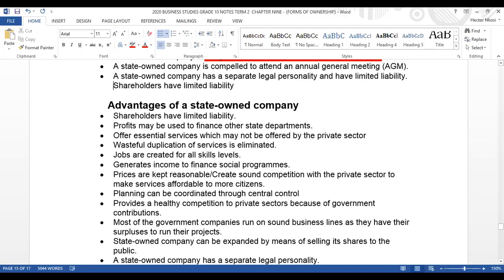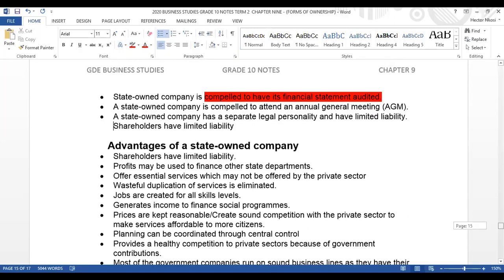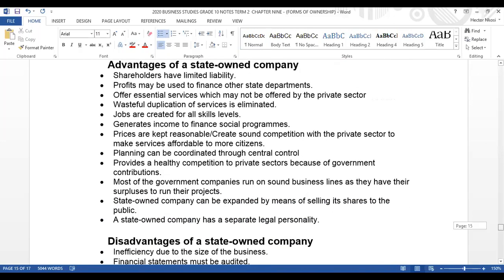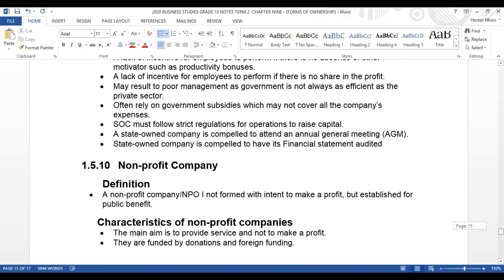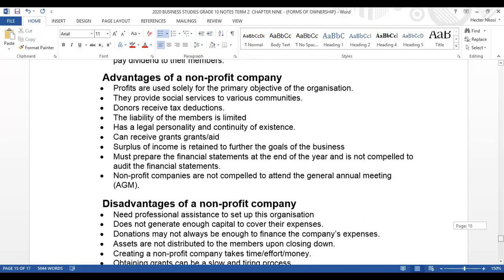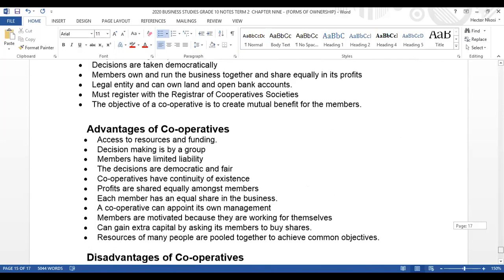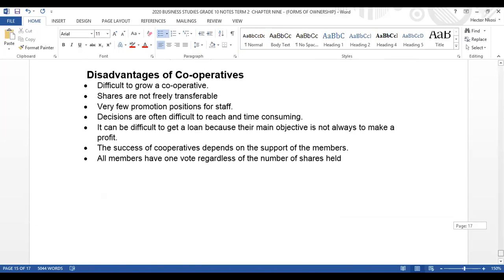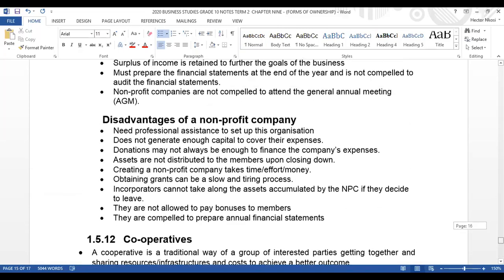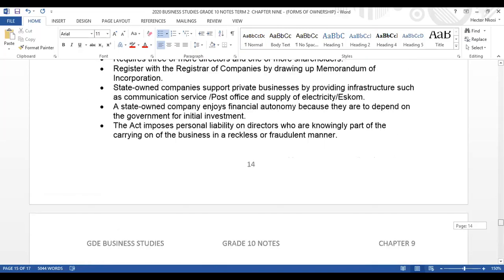Okay, boys and girls, that's it for me for today. From Monday, we're going to finish the chapter and look at the advantages and disadvantages, your non-profit company, its characteristics, advantages and disadvantages, your cooperatives, characteristics and disadvantages. So from Monday, we are finishing off this chapter.